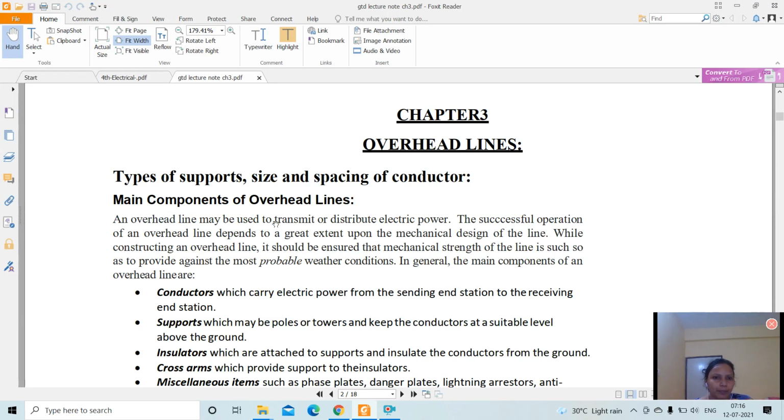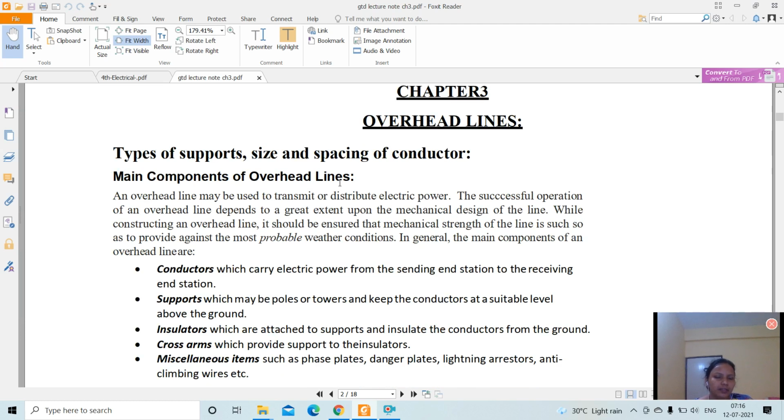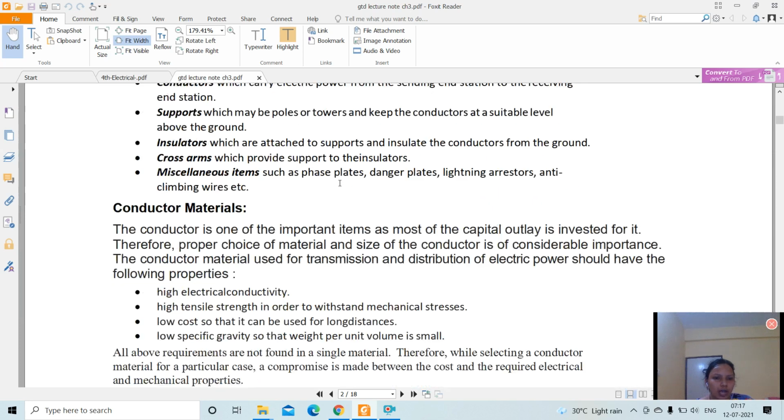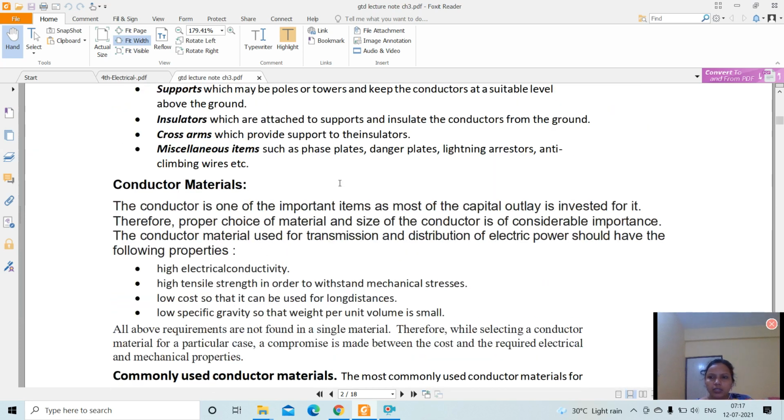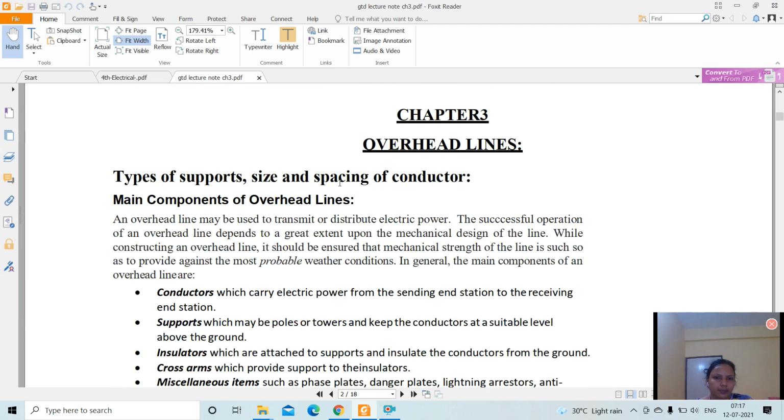Today our discussion topics are types of support, size and spacing of conductor. Under this we are studying about different components of overhead lines. Then we will discuss the different types of conductor materials, then different types of cross arms. So these things we will discuss in today's class.